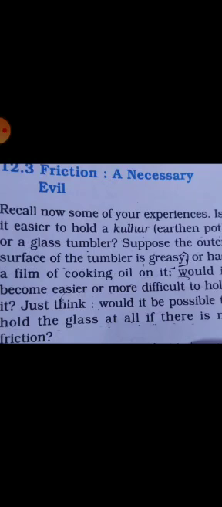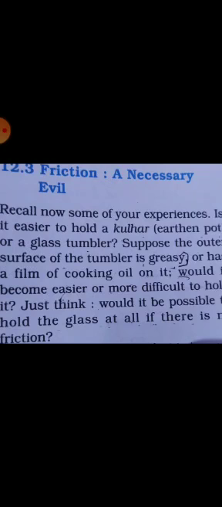Now, the next topic is the advantage of friction and the disadvantage of friction. First of all, I'll explain to you about the advantage of friction. Children, without friction, we are not able to do so many things. Like we are not able to write with a pen or a pencil. We are not able to write on the blackboard with the chalk.